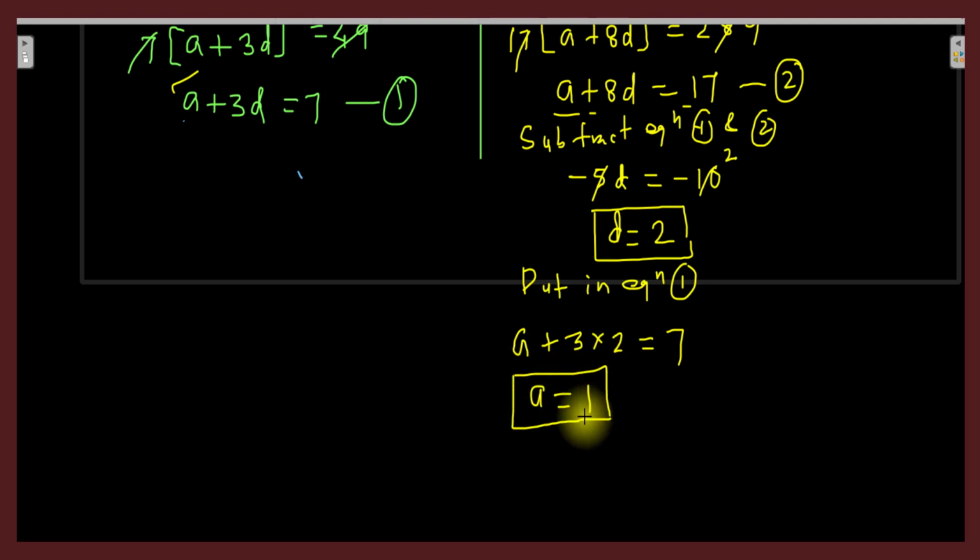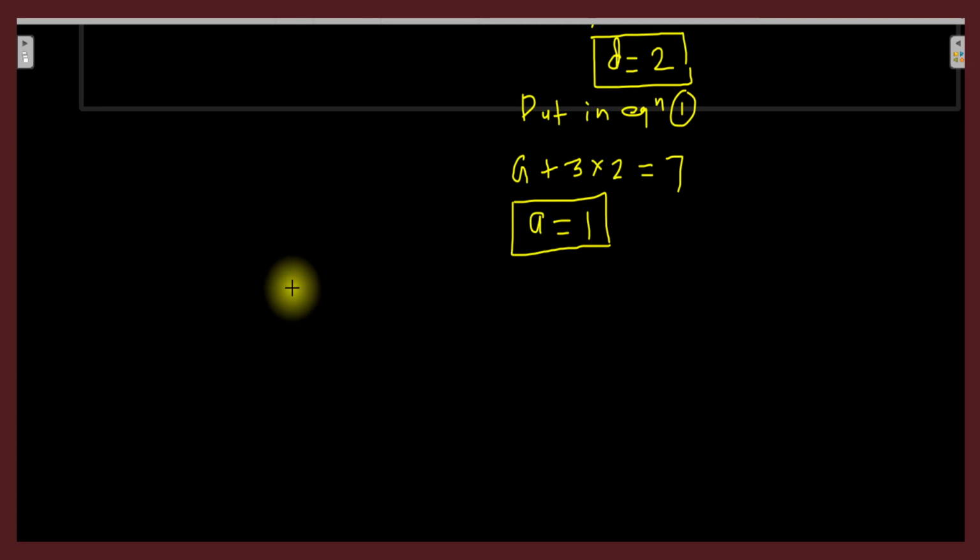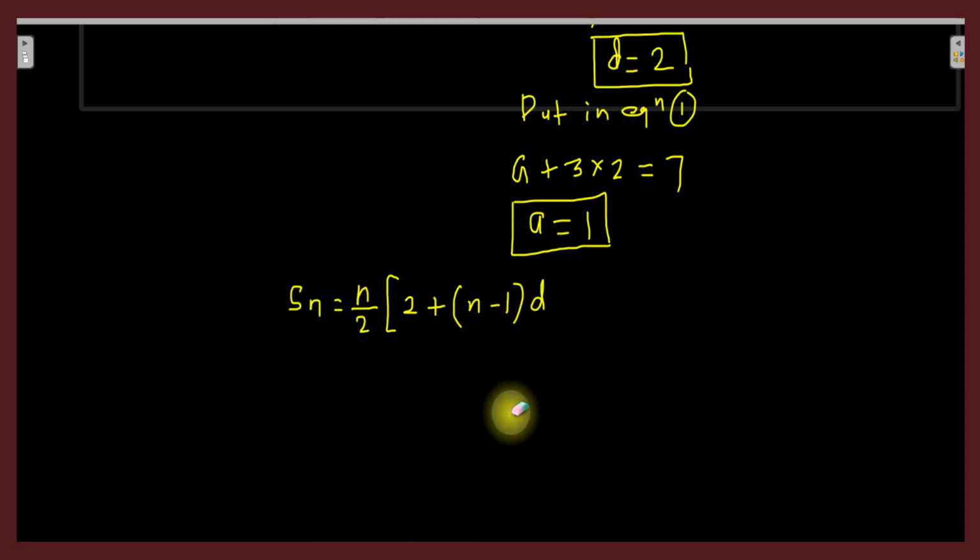So you have got the values of A and D, but here you have to find the sum of n terms. So Sn is equal to n by 2, n we do not know, 2a, so twice of a is 2, plus n minus 1, close the bracket, into D, and D we know is 2, so put that value, multiplied by 2, close the bracket.